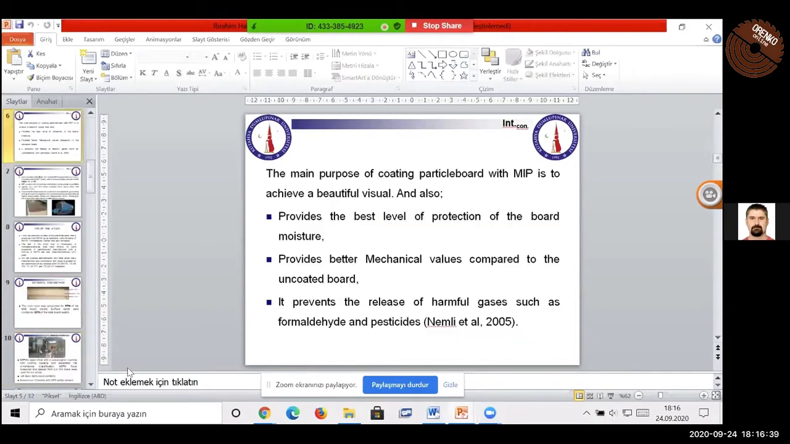I think I have to be quick. The main purpose of coating particle board with MIP is to achieve a beautiful visual, and also to provide the best level of protection against the board's moisture, and better mechanical values compared to the uncoated board. It prevents the release of harmful gases such as formaldehyde and pesticides.